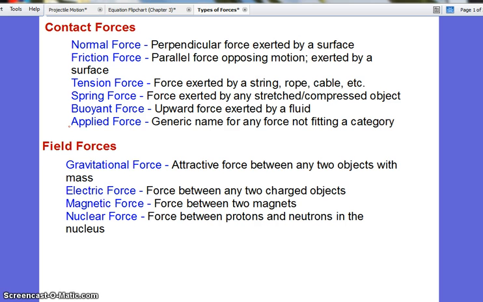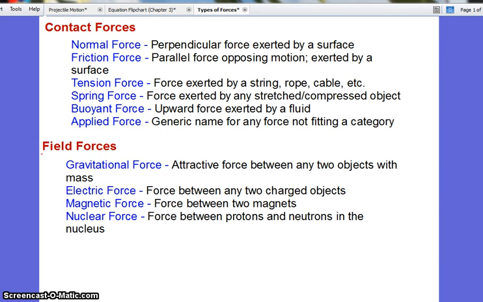The last contact force we'll look at is called the applied force. It's really just a generic force for any other force not fitting one of these other categories. So if I apply a force to that book to move it across the table, it doesn't fit any of these other 5, so we just refer to it as an applied force.